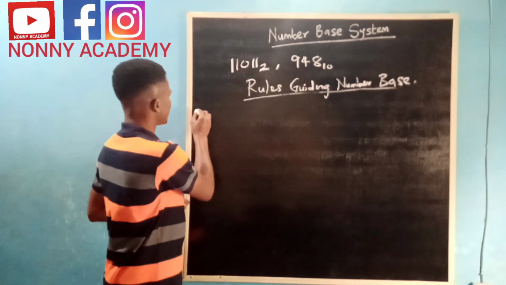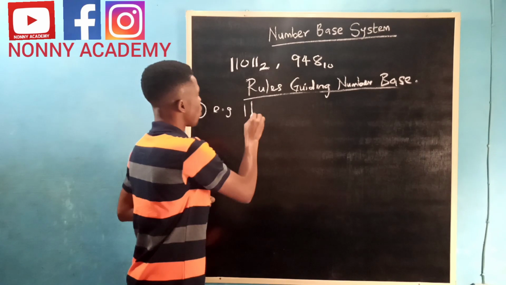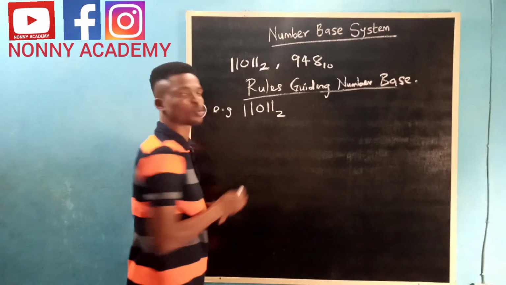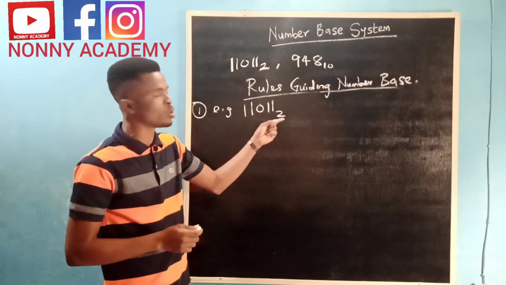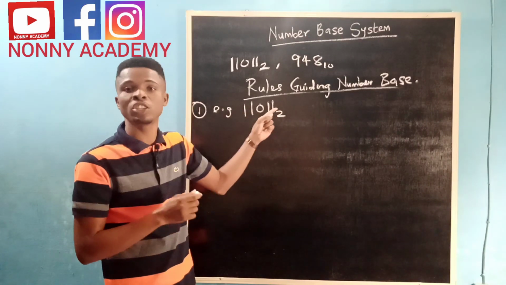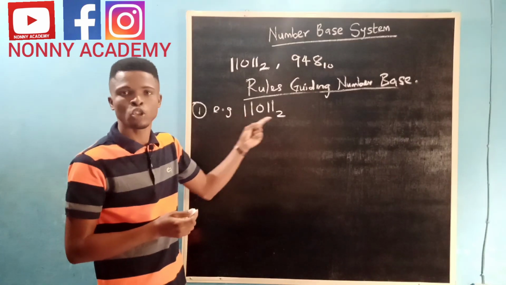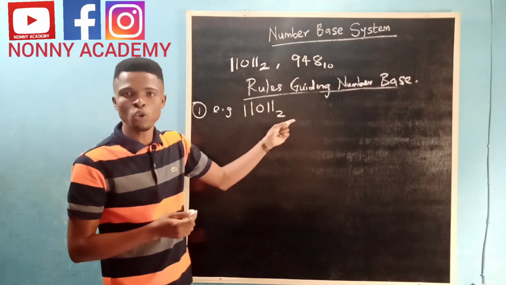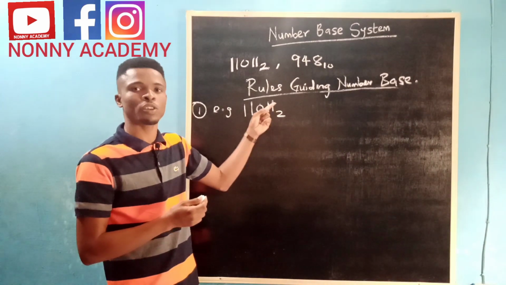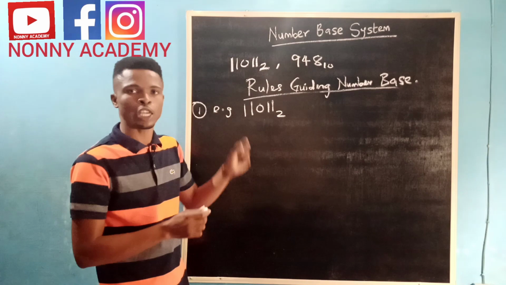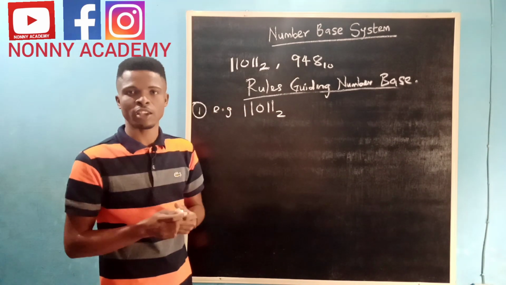For example, if I have 11011 base 2, if you take a good look at this, you will notice that the base, which is 2, is greater than any of the digits involved here. What do I mean? I mean that 2 is greater than 1, 2 is greater than 1, 2 is greater than 0, 2 is greater than 1, and lastly, 2 is also greater than 1. That makes this a number base because the base is greater than any of the digits here.